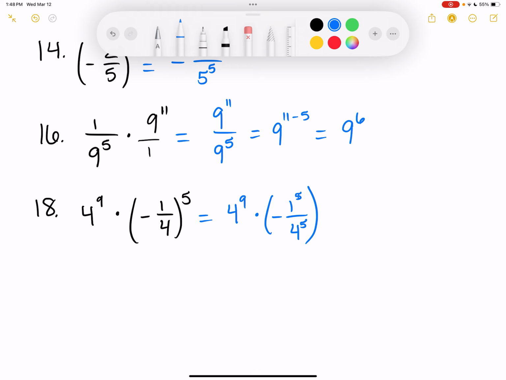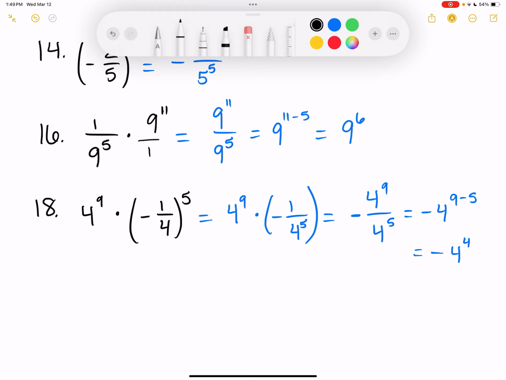Now it won't go away. There we go. So then on top I've got 4 to the 9th over 4 to the 5th. I don't want to forget that negative sign, so I'm going to put it back out front. And then now I would have negative 4 to the 9 minus 5, which is negative 4 to the 4th. You're trying to do 4 to the 4th. Something tells me it's gonna get messy.